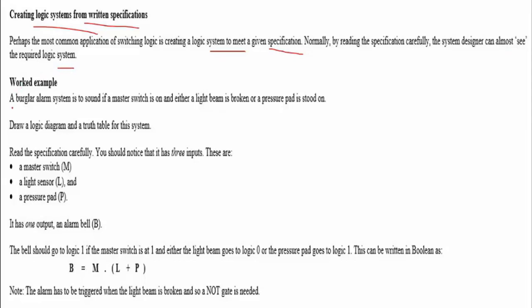For example, you want a burglar alarm system ambayo itaweza identify mwizi akiingia, itoe sauti. Kama master switch is on, kwa utatengeneza somewhere ambapo kutakuwa na master switch. Ikiwa on, sawa. And either light beam is broken or pressure pad is stood down, sawa.